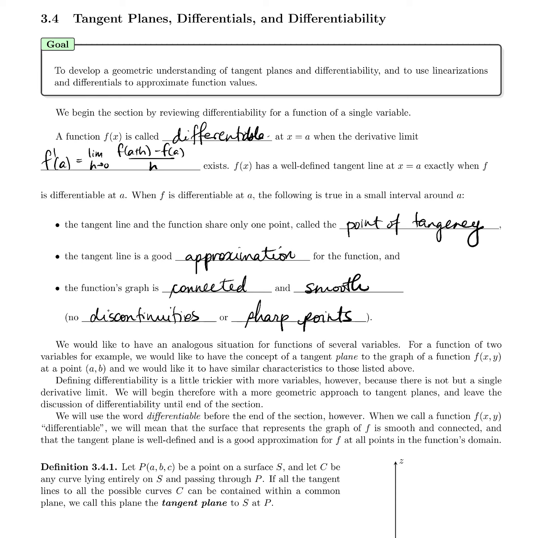We are going to use the word differentiable before the end of the section, however. When we call a function f of x, y differentiable, we will mean that its surface represents the graph of a function that is smooth and connected, and that the tangent plane is well defined and is a good approximation for f at all points in the function's domain.